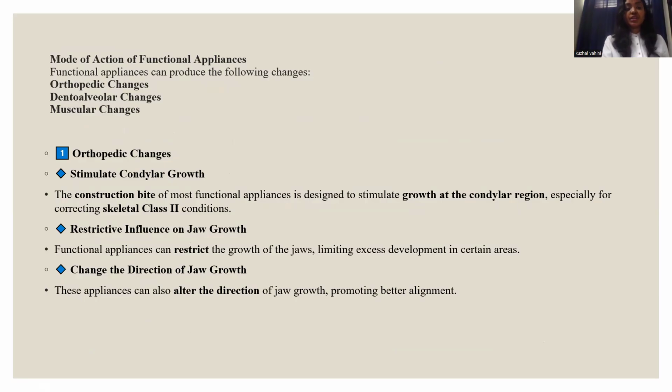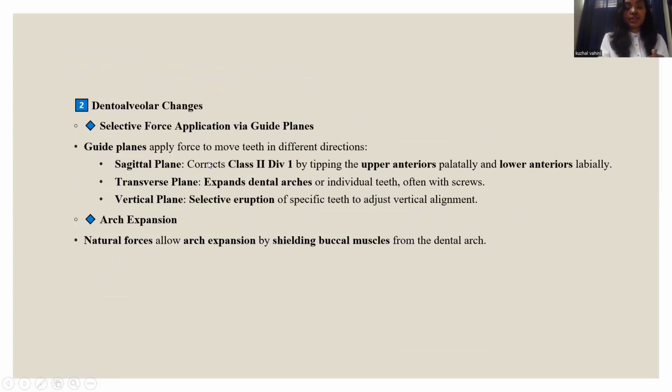The mode of action is of 3 types. We have the orthopedic changes, the dentoalveolar changes, and the muscular changes. In orthopedic changes, we can see the stimulation of condylar growth, and a restrictive influence on jaw growth, especially of the maxilla. Then we have changes in the direction of jaw growth. In dentoalveolar changes, there is selective force application via guide planes, where the guide planes do corrections in the sagittal, transverse, and vertical planes.